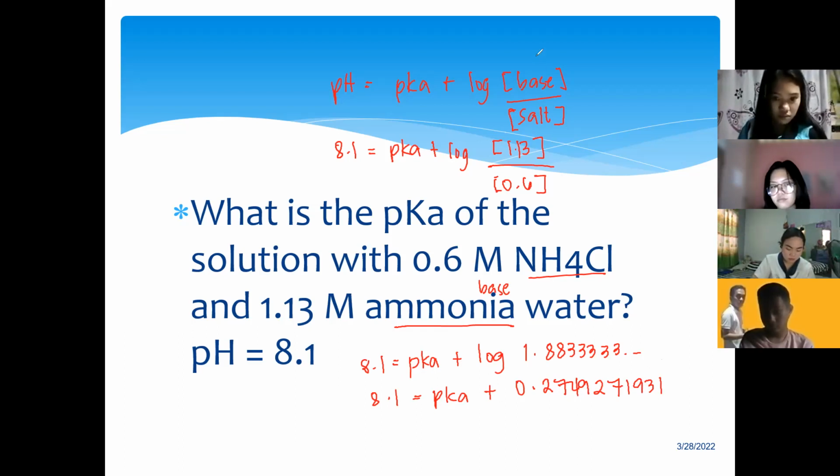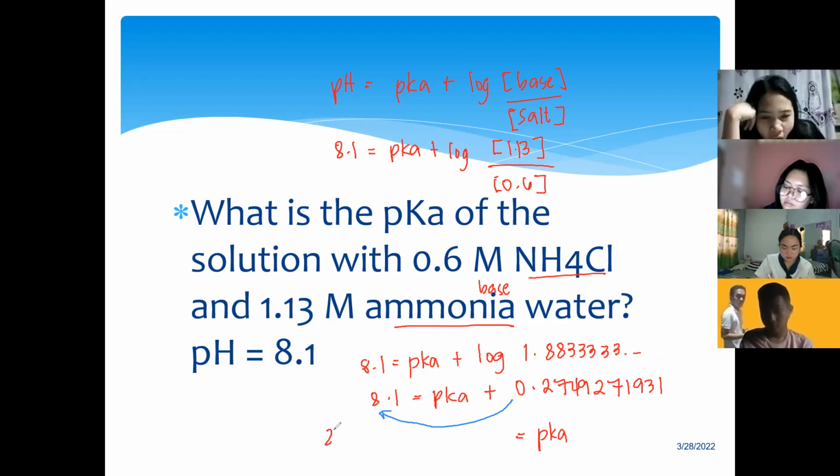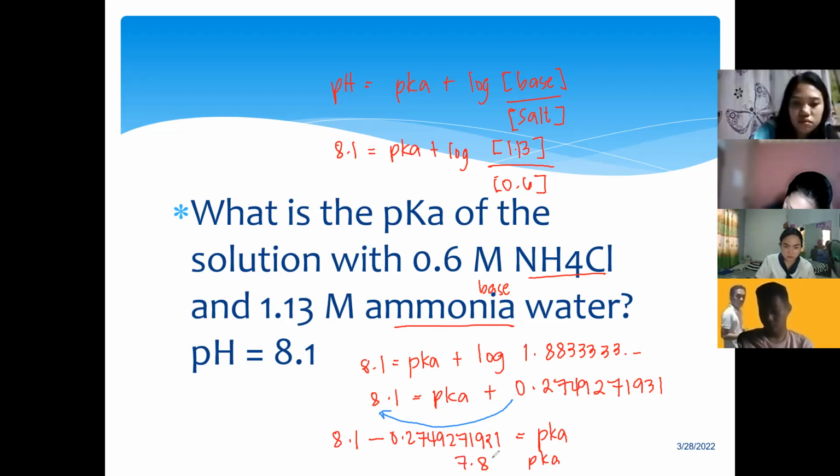So what are we going to do? This is addition. So magta-transpose tayo sa kabila. Ang maiiwan dito sa right side is the pKa. This will become now 8.1. Tapos, di ba, magiging negative yung transpose natin. So this is negative 0.2749271931. Therefore, the pKa is 7.83. So this is our pKa. Okay?